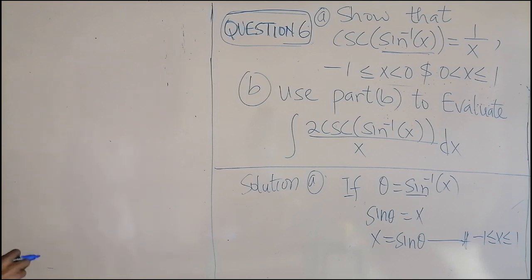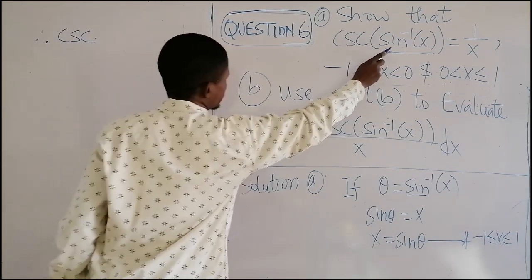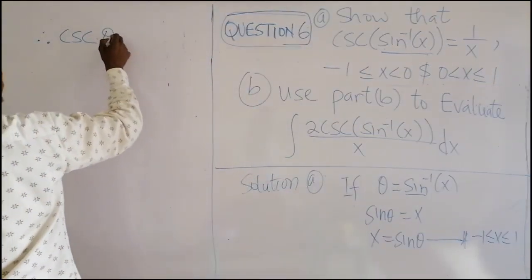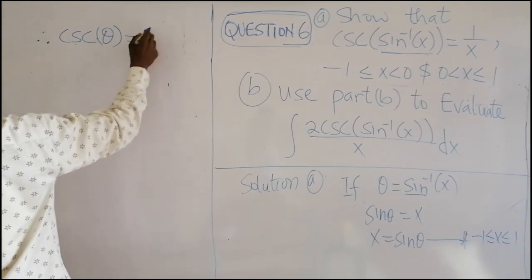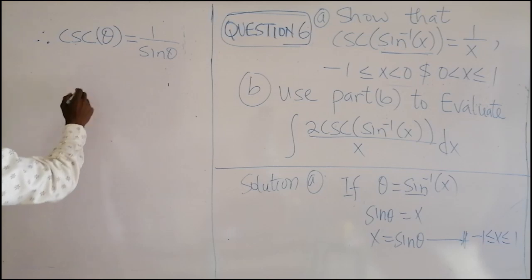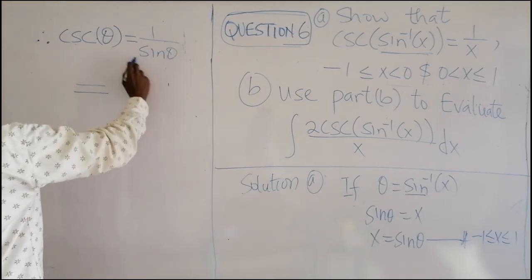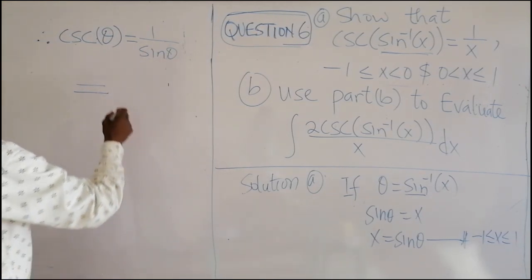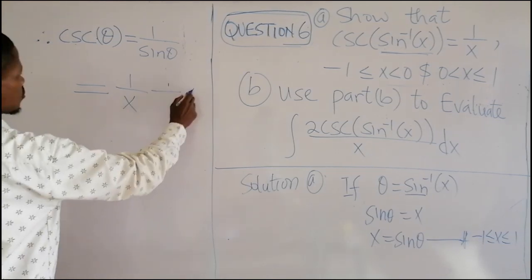The next thing to do now, cosec theta. Cosec theta is equal to 1 over sine theta. And we already have a value for sine theta. Sine theta is x. So we have this. Note this one also.